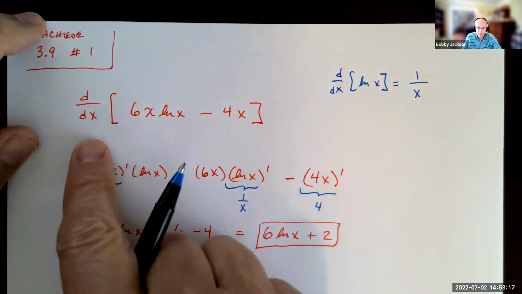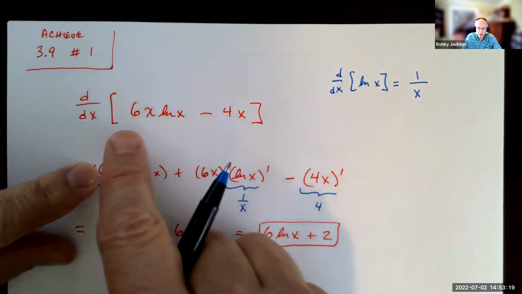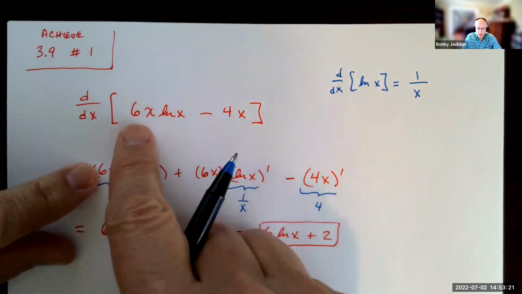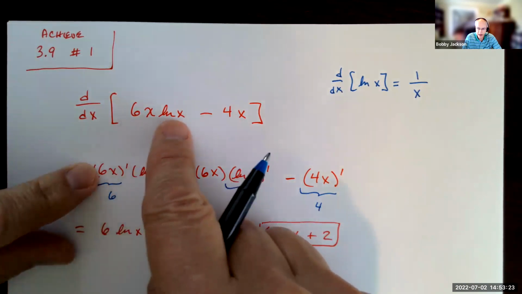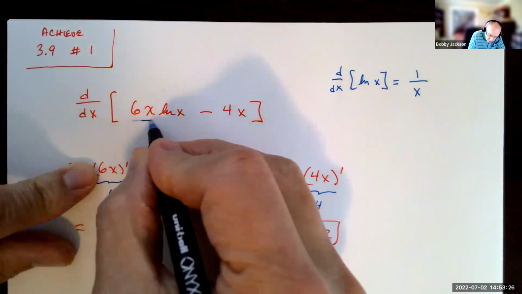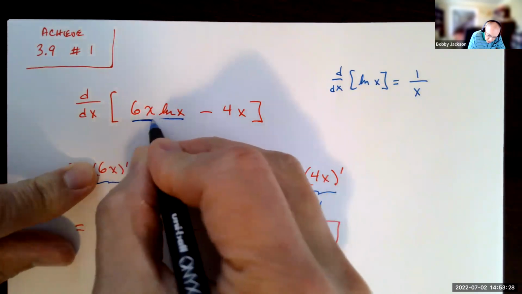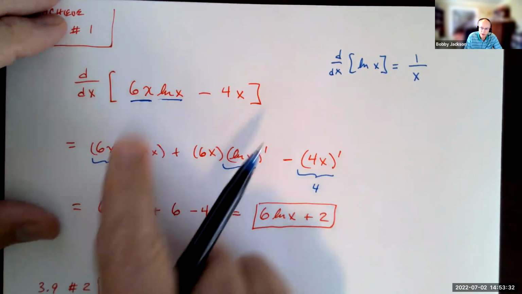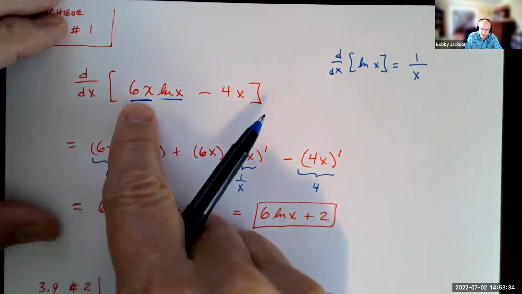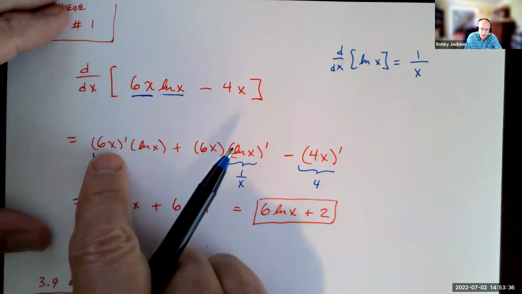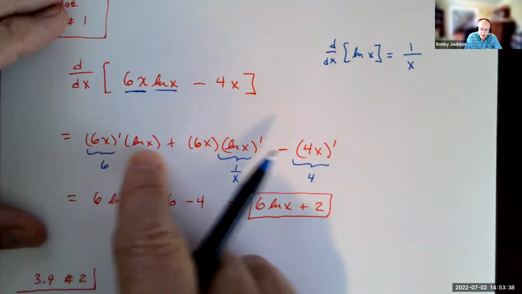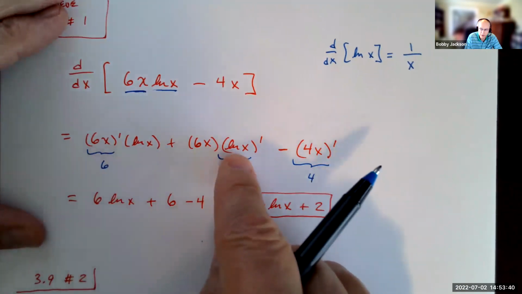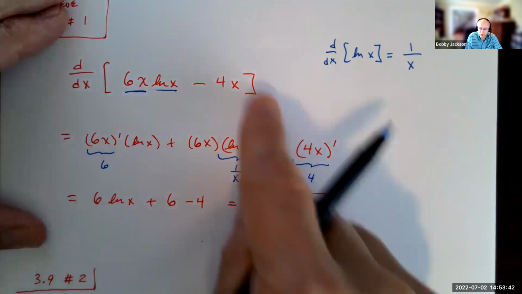Okay, so when we take the derivative with respect to x of this expression, you'll notice this first expression has a product, 6x times the natural log of x. So I'm going to have to use the product rule on that. And then negative 4x, that's pretty easy. So the product rule on this first part, I'm going to just treat it as 6x times the natural log of x. Take the derivative of 6x times the natural log of x plus 6x times the derivative of the natural log of x minus the derivative of 4x.